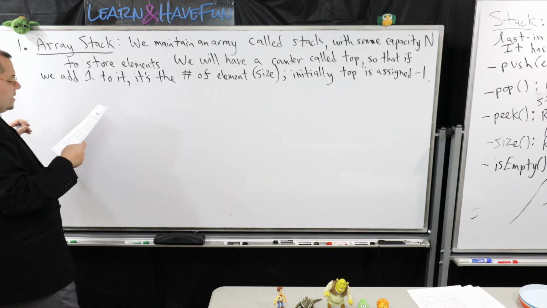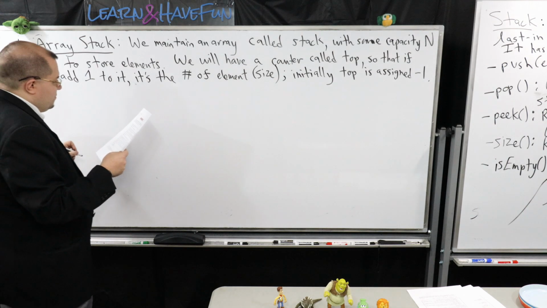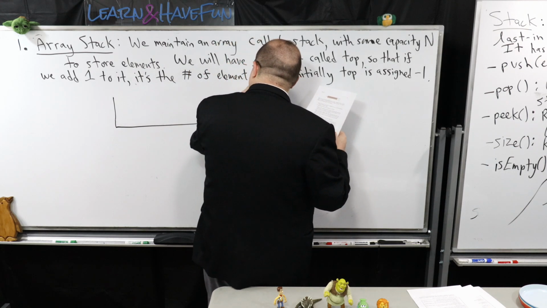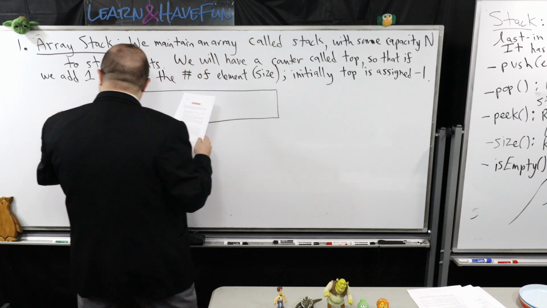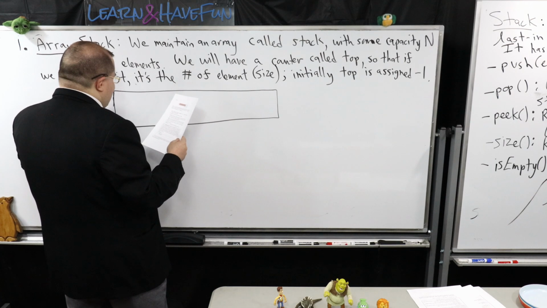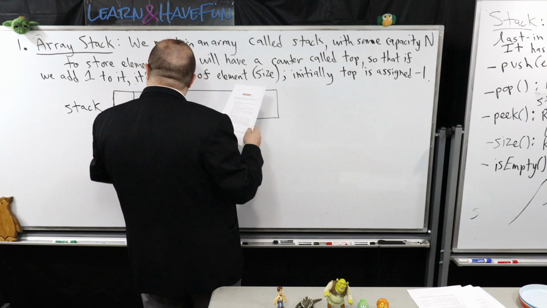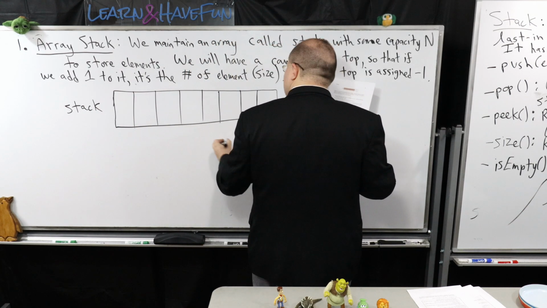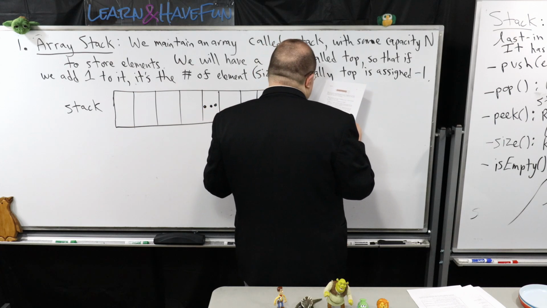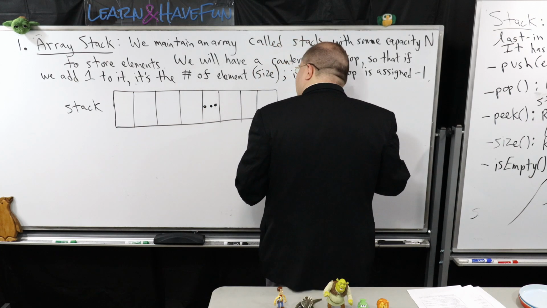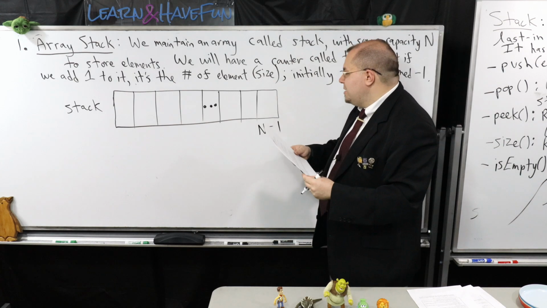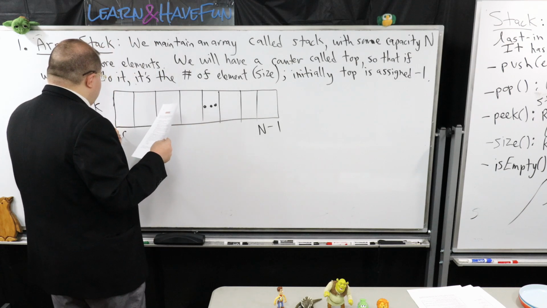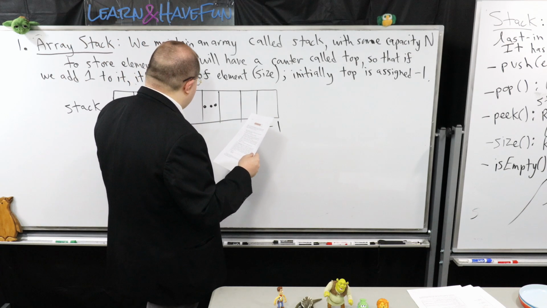So let's talk a little bit about how this gets represented. I'm going to draw you a picture, and I think this picture will do a lot of explaining for me. Here's my array. I'm going to call it stack. It's going to have up to n slots, or n positions. So the last position will be indexed as position n minus 1, and I'm going to have the 0 indexed.